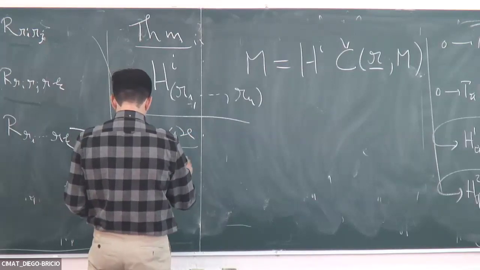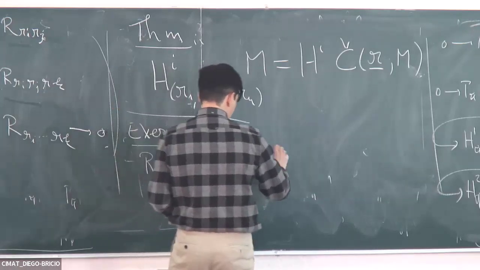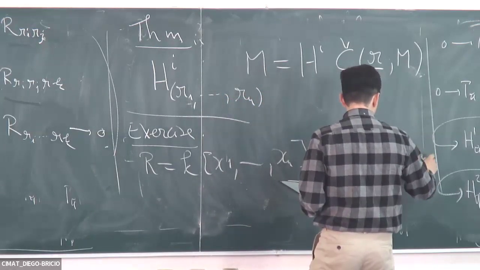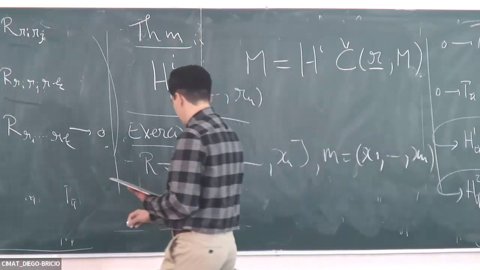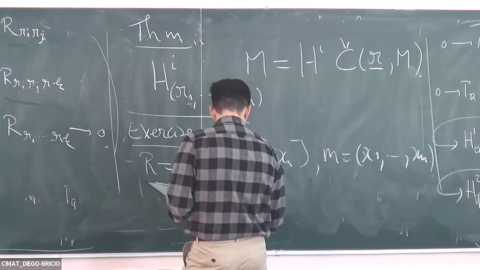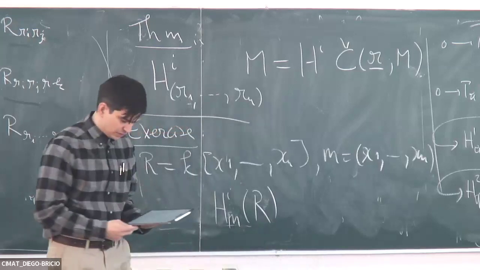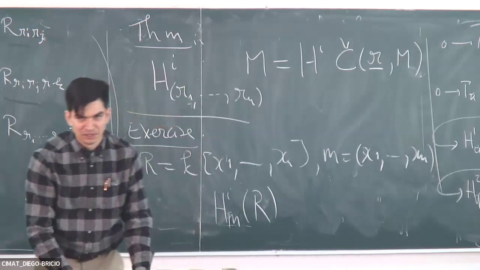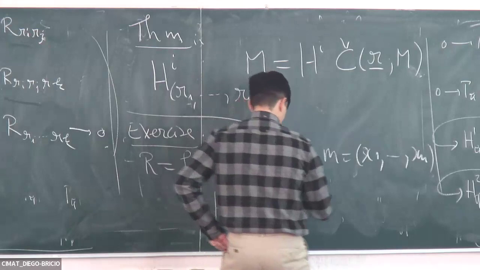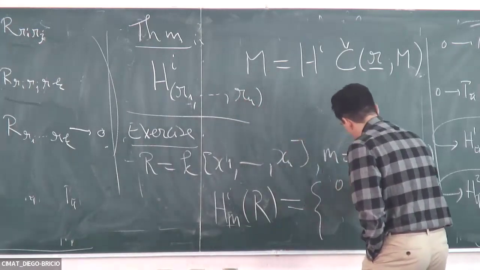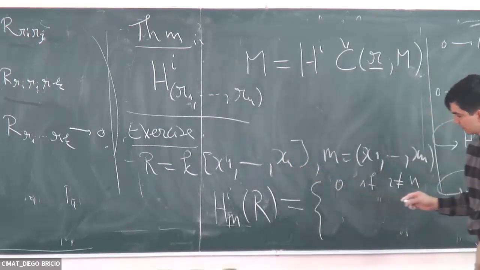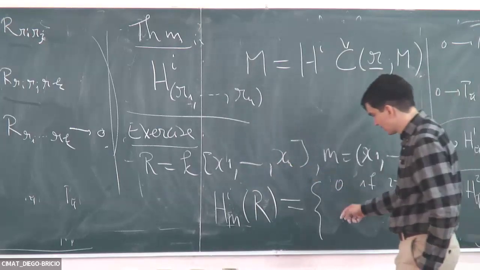If you take R, the polynomial ring, and m, the maximal ideal, then you can compute the local cohomology of R here. The idea is that this is the only computation you ever have to do, and then you use theory to deduce all the properties. This thing is actually very simple. It is zero if i is different from n, the dimension of the ring. So all cohomology vanishes except one, which is H^n.